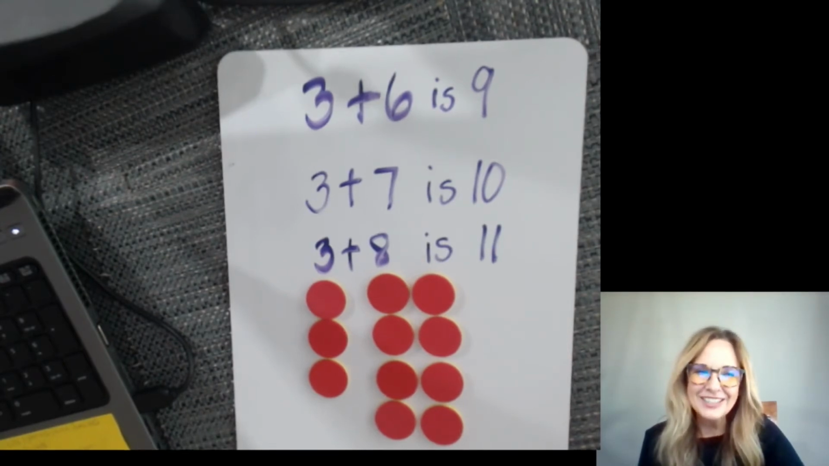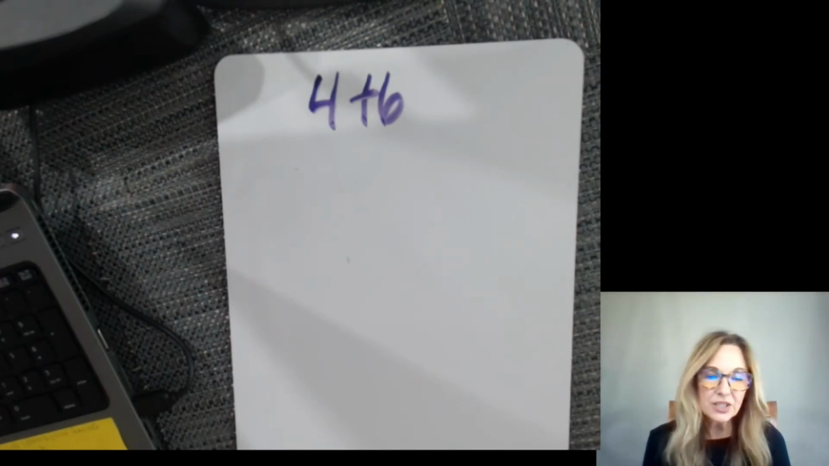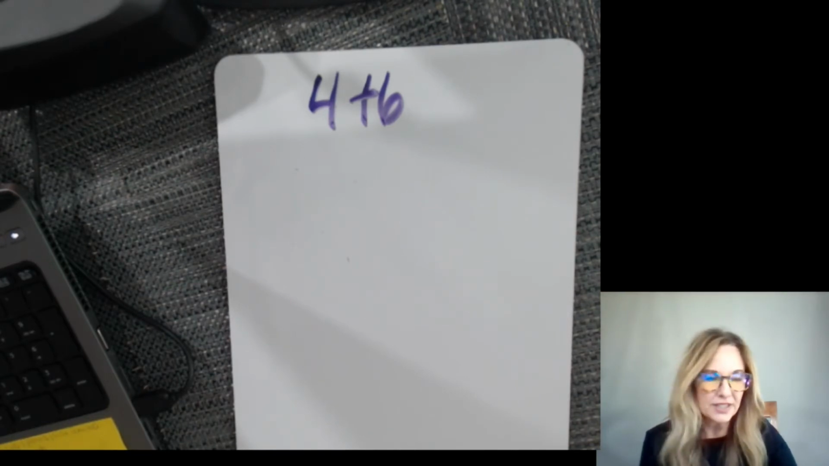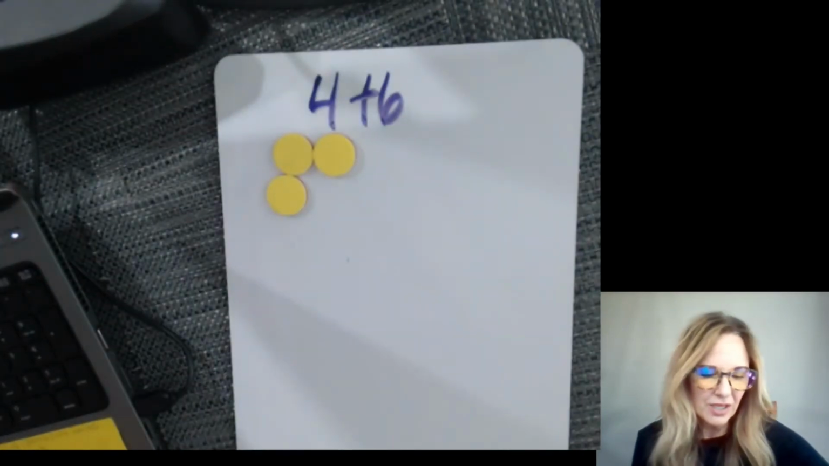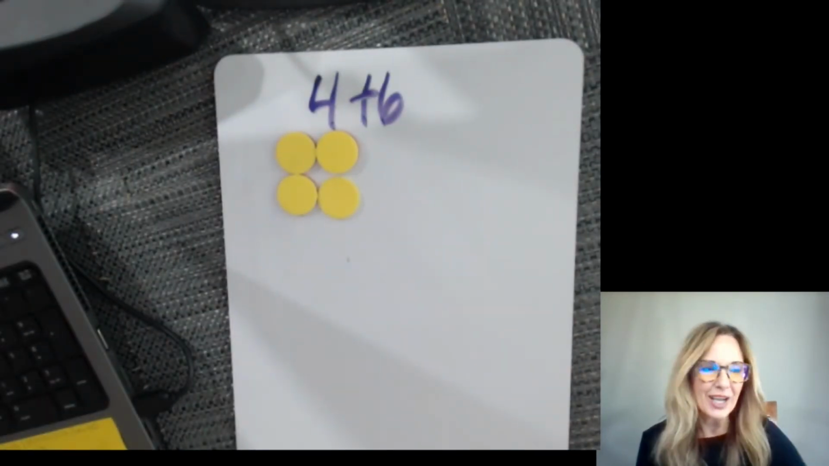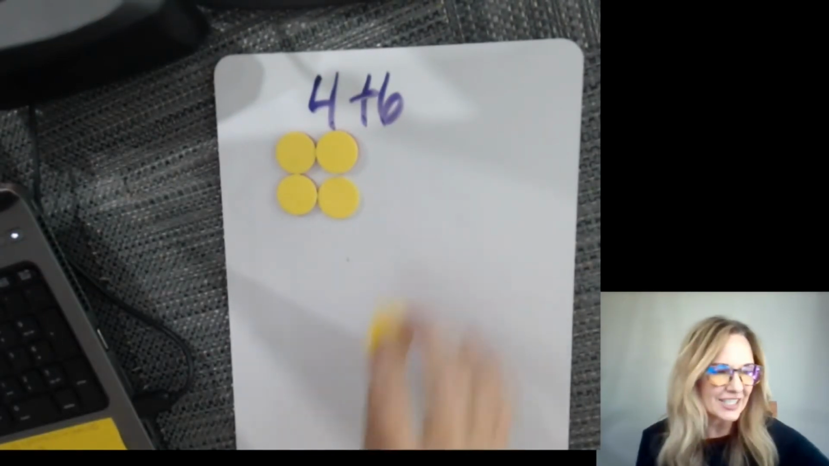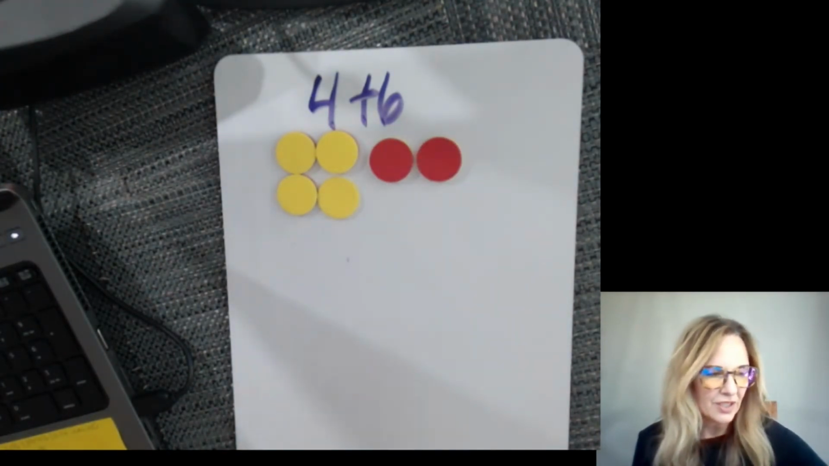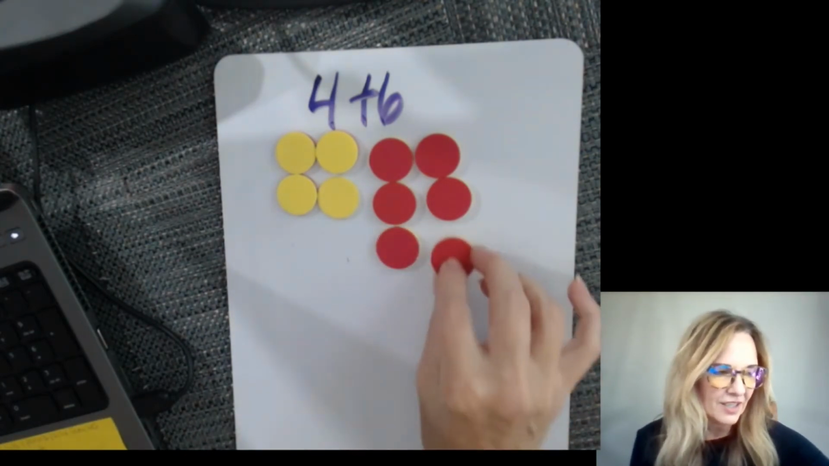Let's work on another one. Now we have the math expression 4 plus 6 or 4 and 6. I want to model the numbers 4 and 6. Let's start. 1, 2, 3, 4. Now some of you were counting by twos, right? 2, 4. Now let's model the number 6. 1, 2, 3, 4, 5, 6.